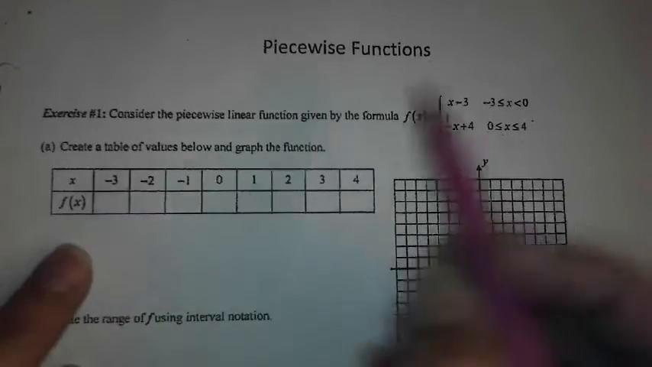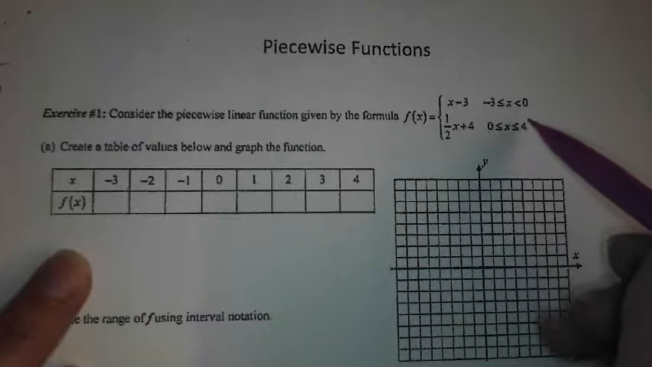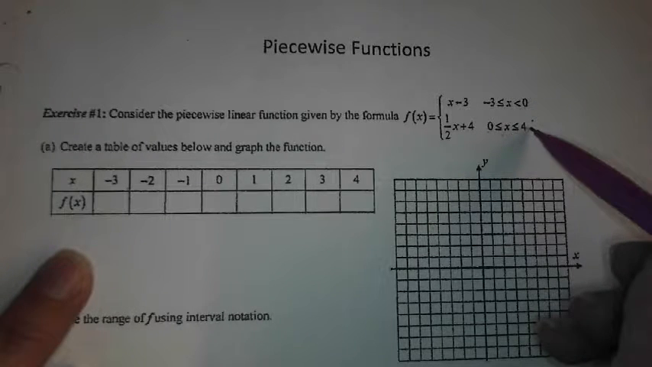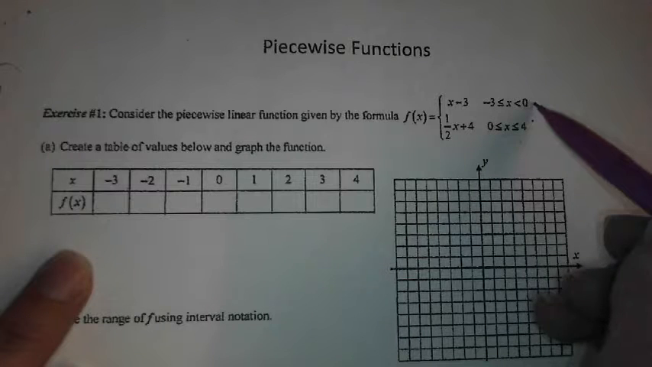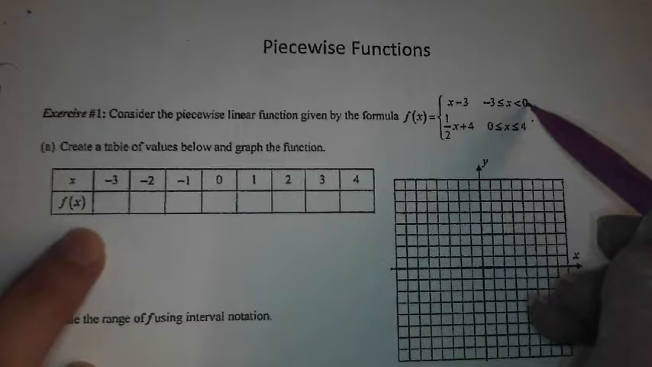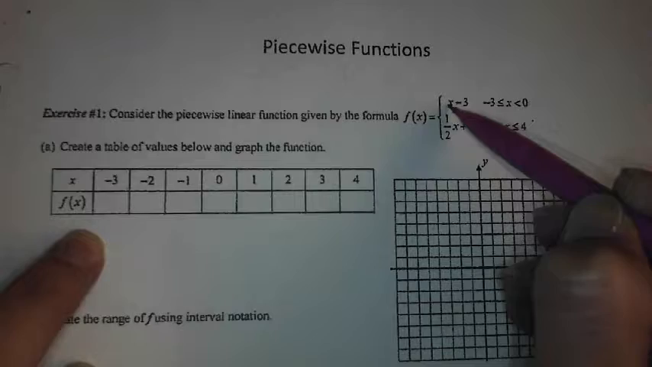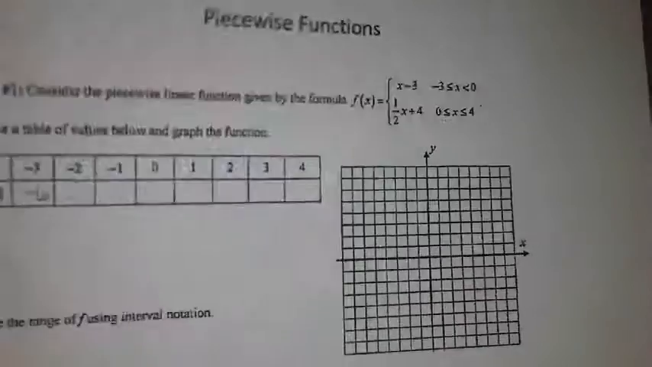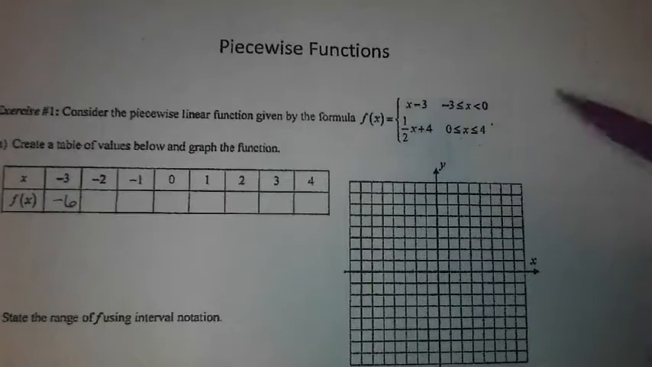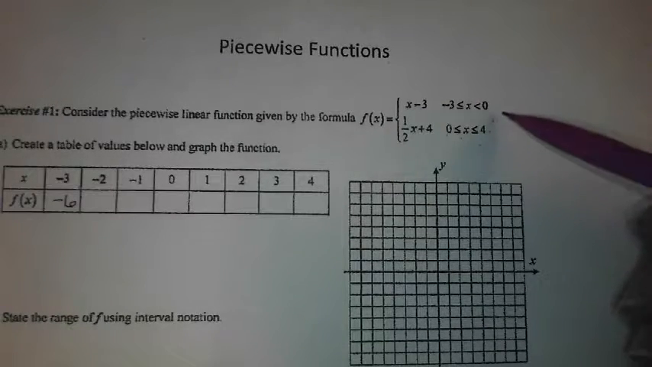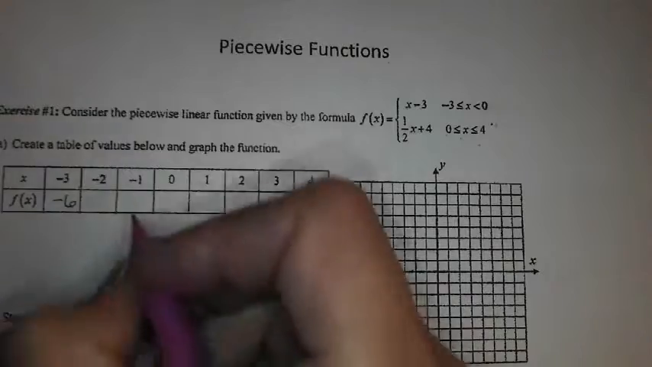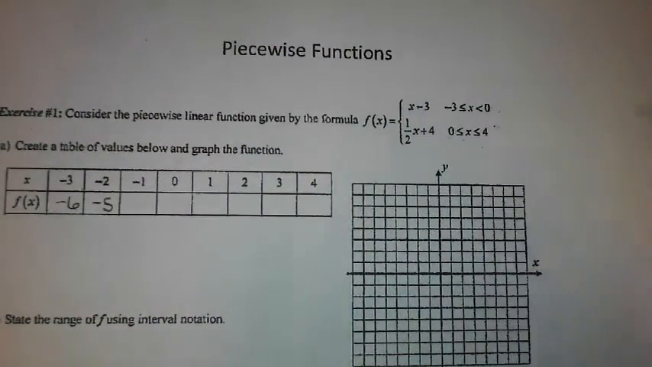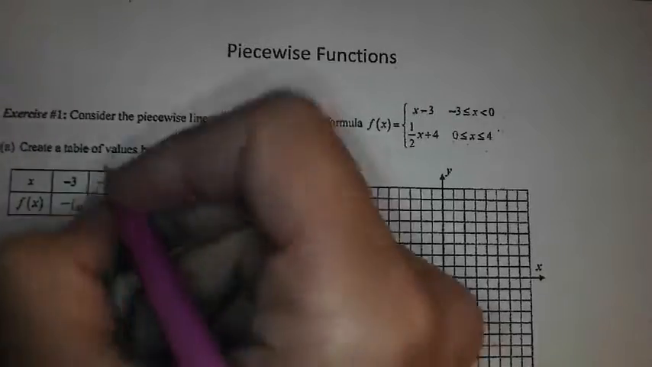X equals -3. Now look at your intervals. Does -3 fall in the first one or the second? First one. So when we are trying to fill in our table of values, we plug -3 into here. So -3 minus 3 is -6. -2 falls in which interval? First. -2 minus 3, -5. -1 also falls in that interval. -1 minus 3 is -4.